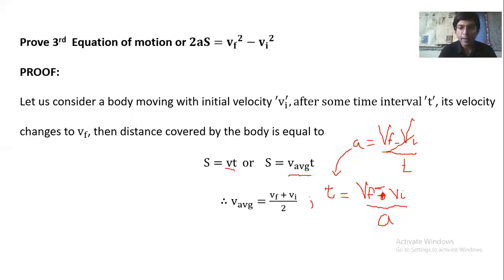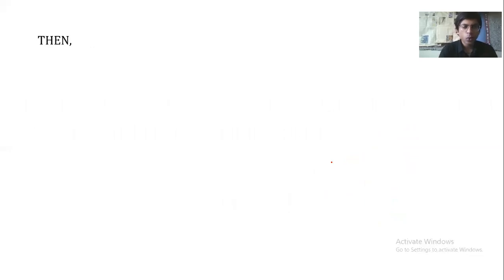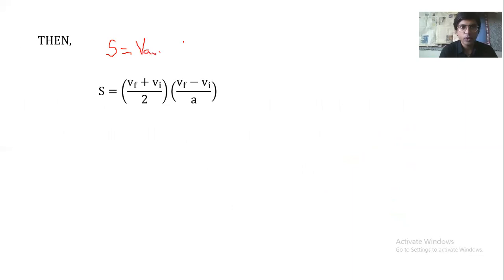Then what will happen? The formula was, I will write this in front of you so that it will be easy for you: S is equal to V average multiplied by t. Now what I have done is put in two values. The first value is for the average velocity, which is Vf plus Vi upon 2, which I defined in my previous slide, and the formula for t, which is Vf minus Vi upon A. Now we have to do some maths. Both these terms are fractions and there is no sign in between them, which means they are multiplying with each other.